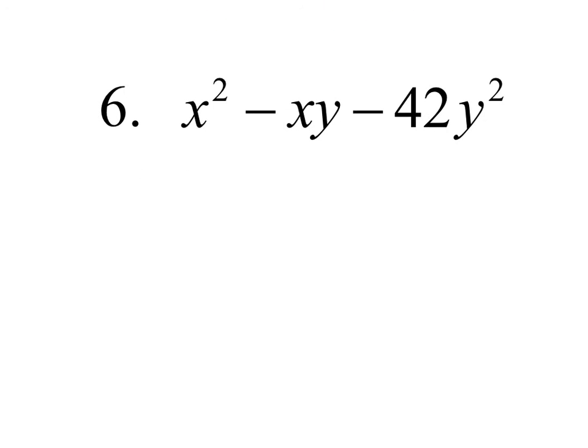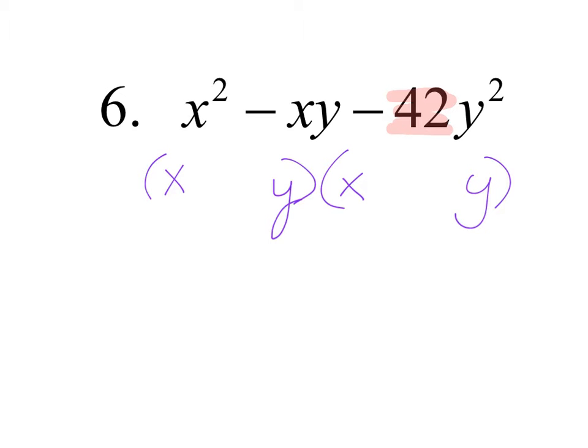All right, let's look at this one. So this is fun. I've got x and y. I have an x squared up front and a y squared in the back, so that gives me this. Now I need factors of 42 that subtract to 1. All right, 6 and 7. They both go on the y's because the 42 is on the y.